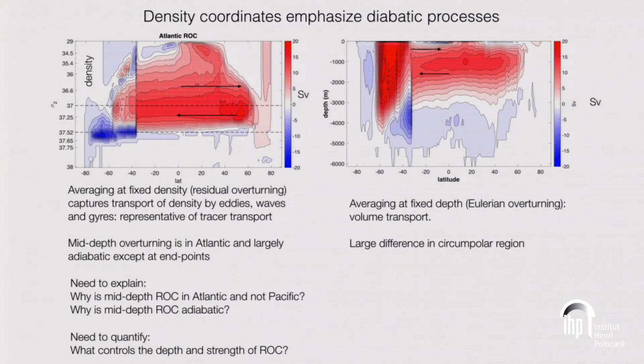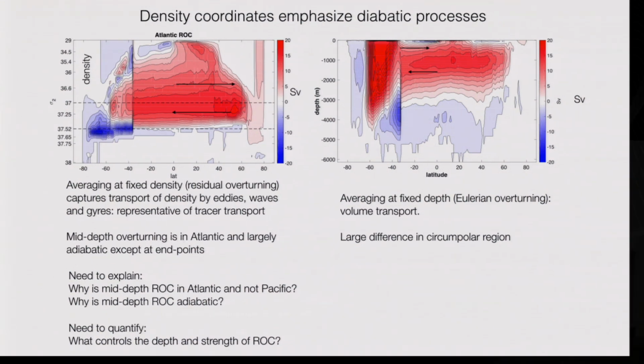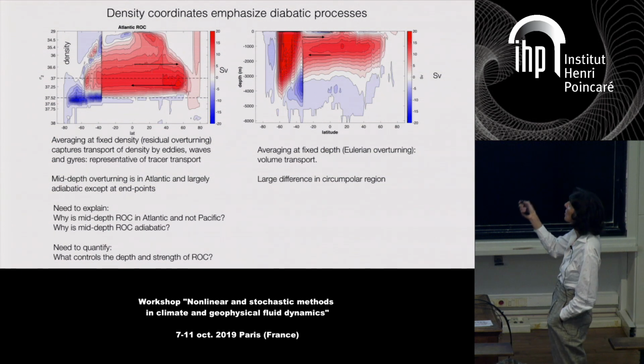And the other thing that is interesting is that when you plot it in density coordinates, you see how horizontal this is. That means the flow is along density surfaces, except at the endpoints where it's changing density, and that means you have diabatic processes that have transformation of density from low density to high density here, and the other way around there. So it's a very nice way of already seeing where the diabatic processes are happening. So what we need to explain is, first of all, why... and this is called the residual overturning circulation. I'm going to use this ROC, residual overturning circulation, as opposed to the meridional overturning circulation.